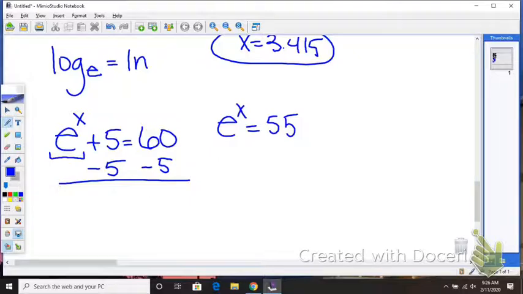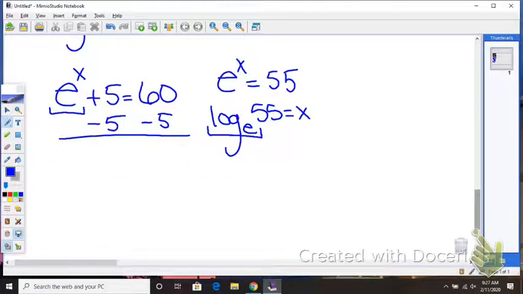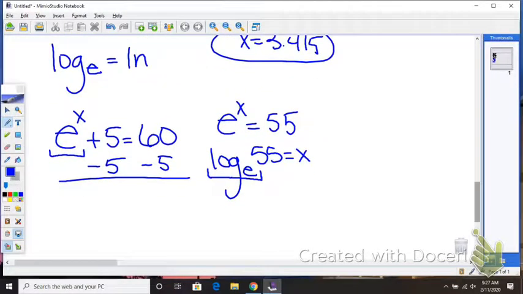Let's write this in log form. Log base what? e. Log base e of 55 equals x. And what does log base e equal? Log base e is equal to the natural log. Just type in ln. So I can change this log base e to the ln of 55 equals x. So there's no change of base. I can just use that ln button. ln of 55 is 4.01.